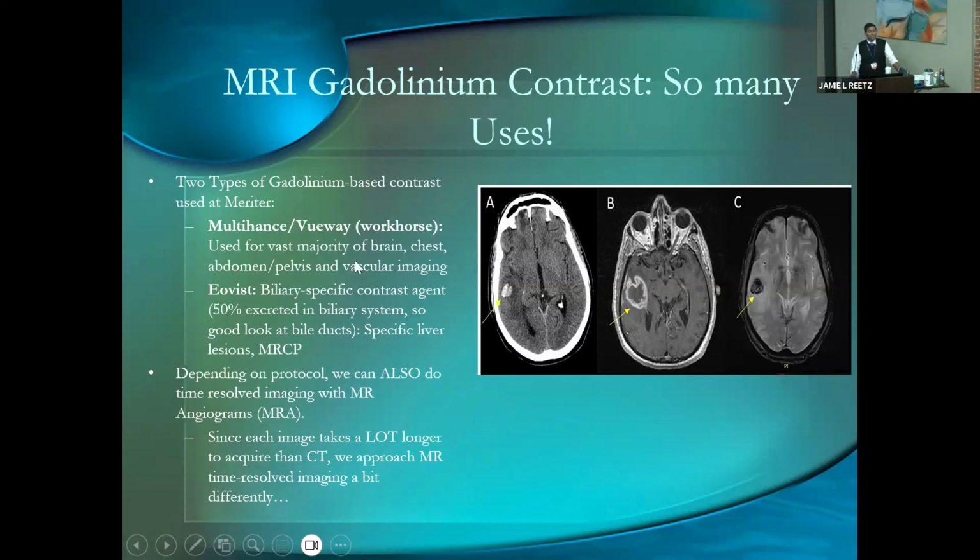And so this is the advantage of MultiHance. It's a great vascular agent. It's a great soft tissue agent. It is our workhorse. So this gadolinium-based agent, MultiHance, depending on where you go, is basically a great way to look at a lot of soft tissue structures.